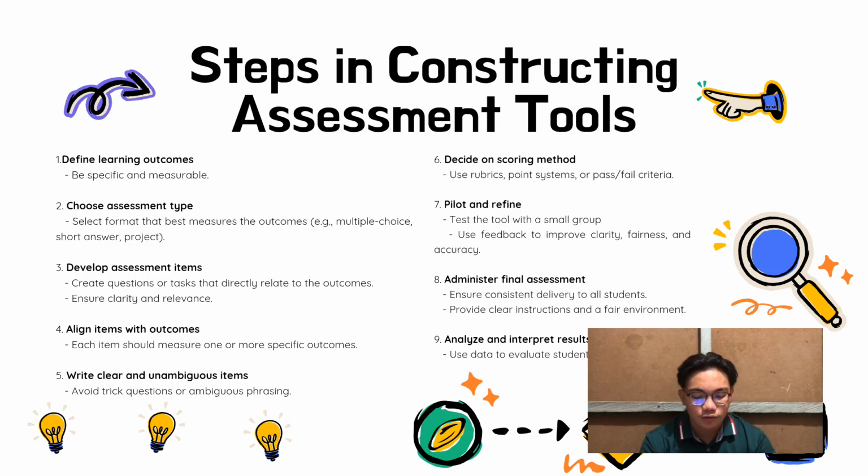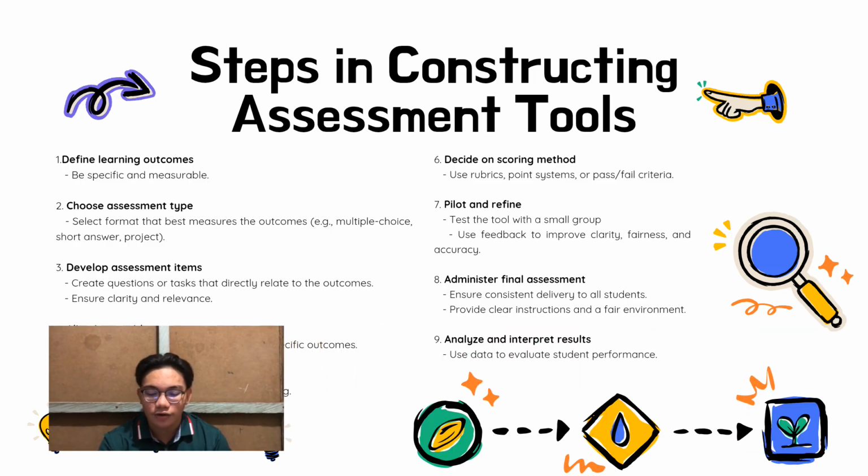Avoid trick questions or ambiguous phrasing. Dito naman po, kailangan nating maging clear and pag-iwas po sa mga tricky questions para maging okay lahat and maging clear and malinaw. Then number 6, decide on scoring method. Dito po pwede tayong gumamit ng rubrics, point system, etc. Ganun. Then number 7, pilot and refine.